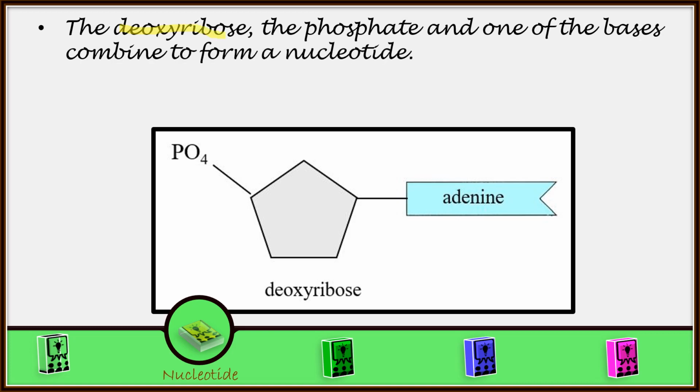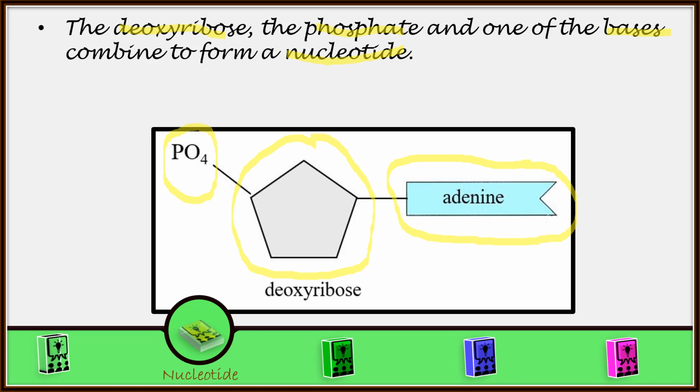Deoxyribose, the phosphate, and one of the bases combine to form a nucleotide. So we have the sugar, which is deoxyribose sugar, and then we have the phosphate unit combining together with one base like adenine. All of that, they combine together and they form what we call a nucleotide.